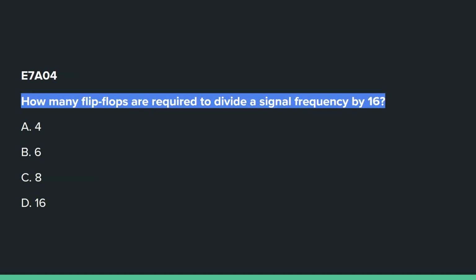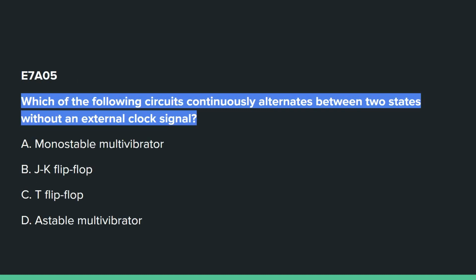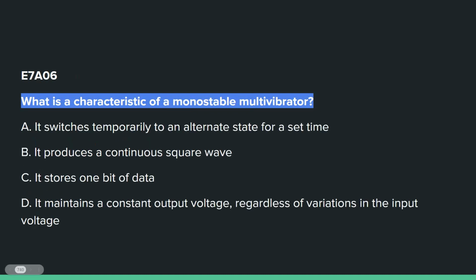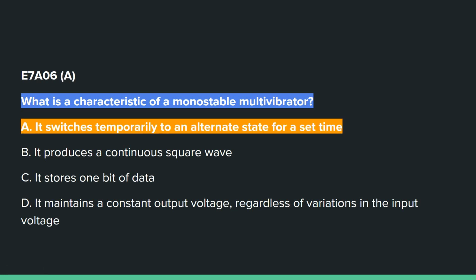E7A04, how many flip-flops are required to divide a signal frequency by 16? A, 4. E7A05, which of the following circuits continuously alternates between two states without an external clock signal? That's D, an astable multivibrator. E7A06, what is a characteristic of a monostable multivibrator? A, it switches temporarily to an alternate state for a set time.